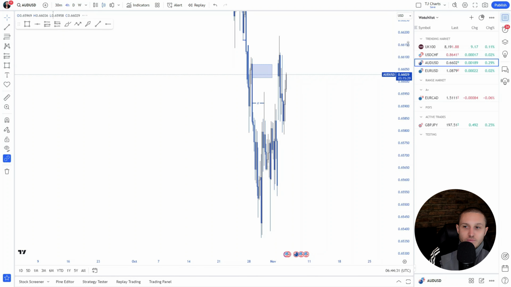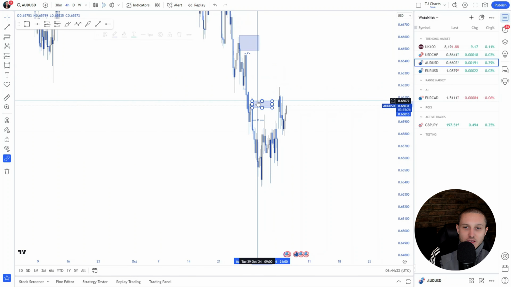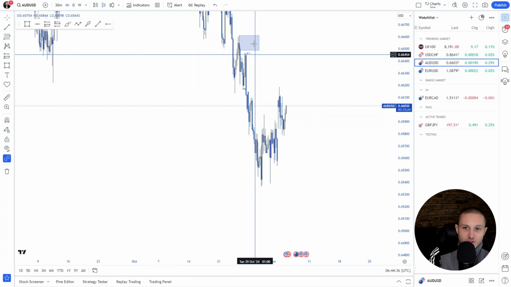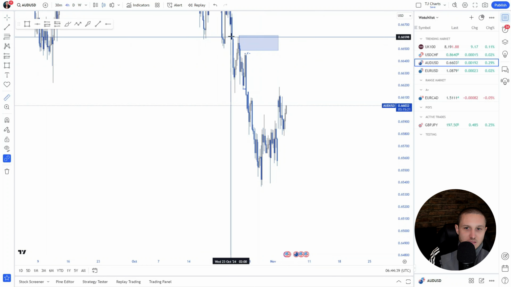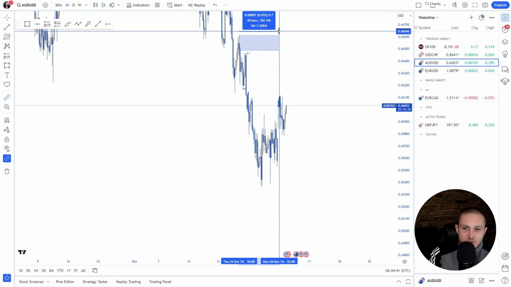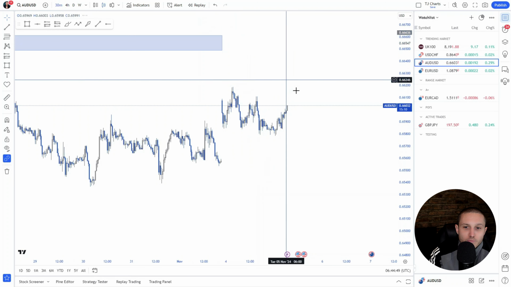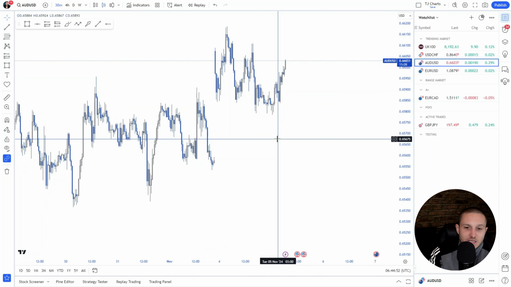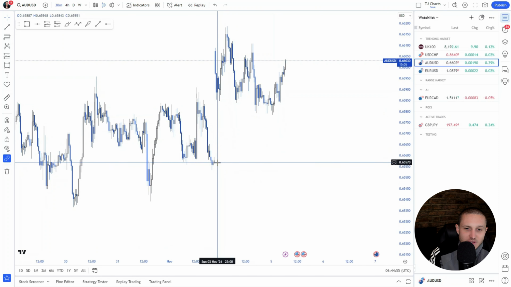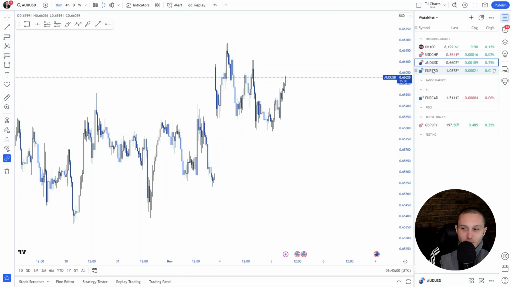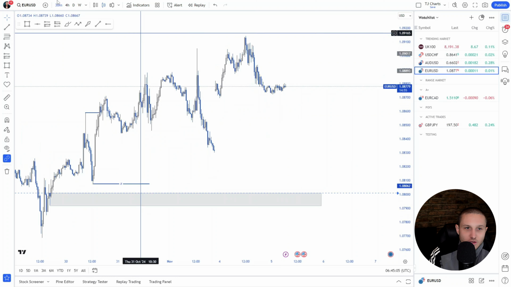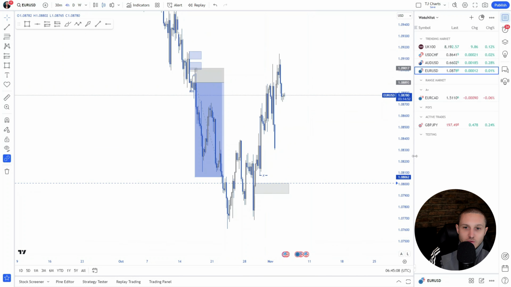AUDUSD, price has taken out this supply. Also got this supply up here, but this is going to be well over 14 days, I reckon. Nope, still within 11 days, but price is starting to make new structure. I would say more likely to be looking for buyers, but we have this massive gap here, so this needs to be filled as well. Again, it's USD, so with the election, I'm not really looking to trade on that.